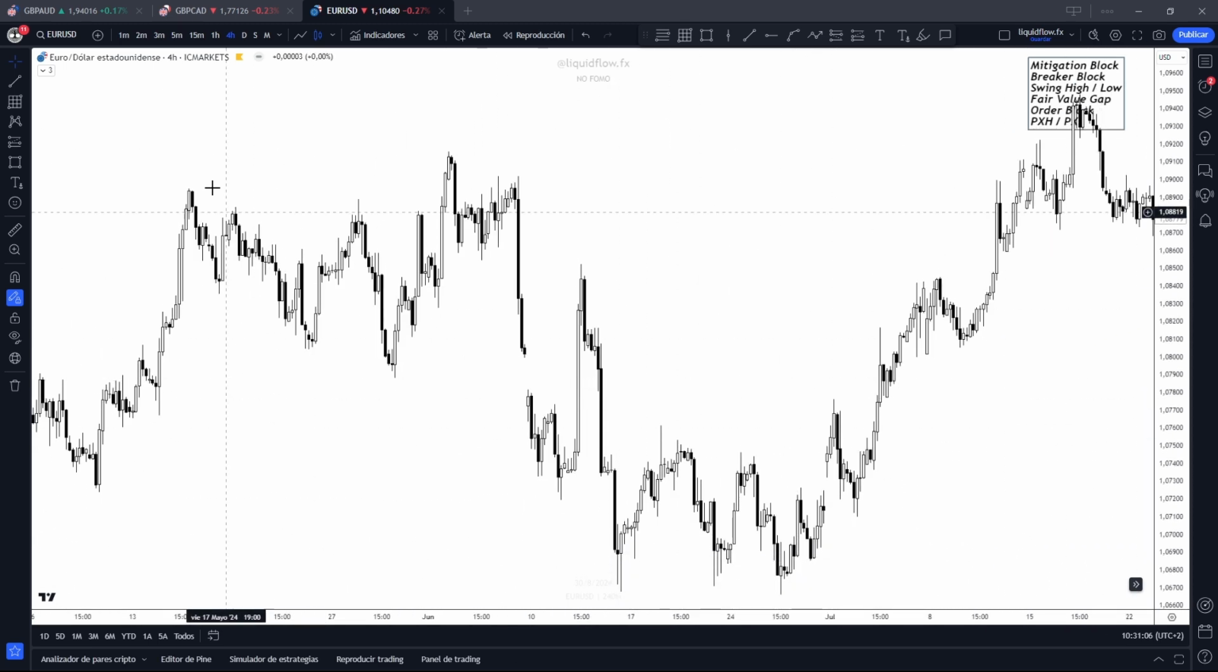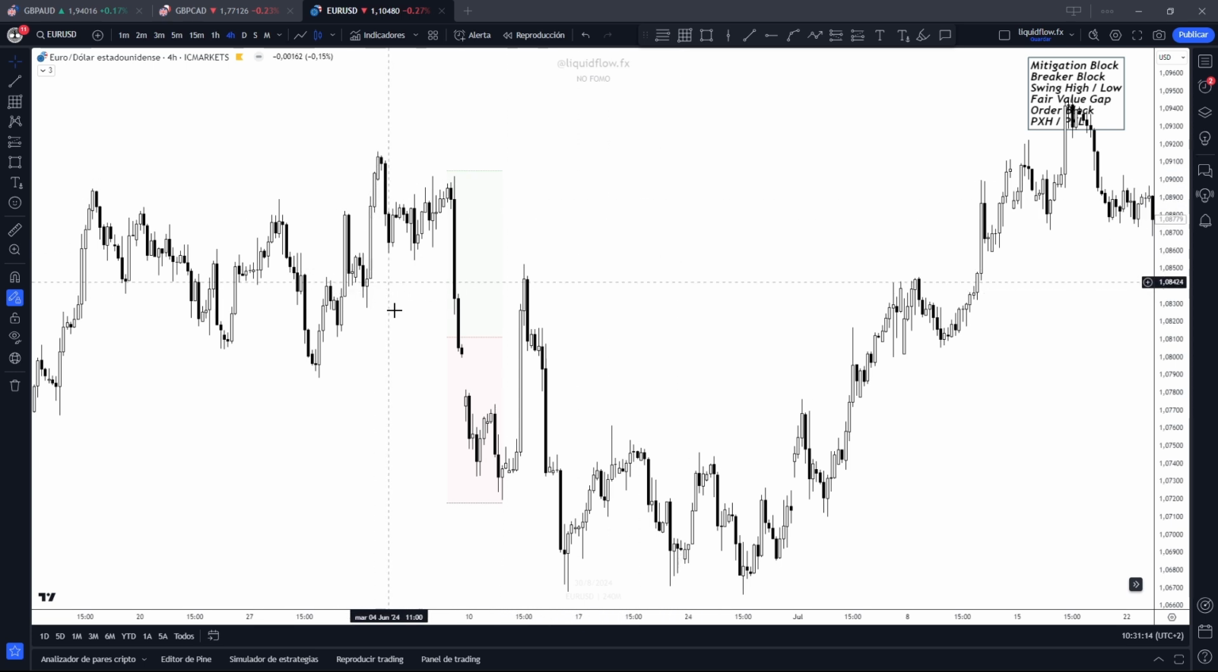Okay, nice one. We have this one and this one from here. Okay, what do we have here? First, we have a what? We have a breaker block. Then we have a mitigation block here.